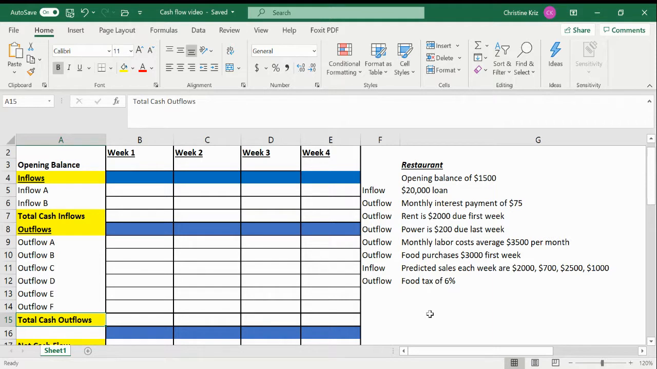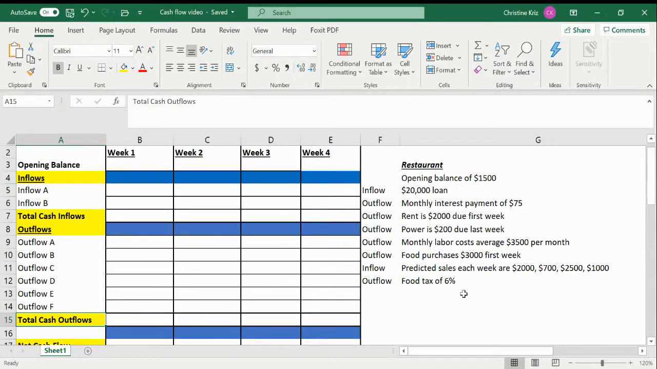In this basic worksheet, you will see across the top, I have labeled weeks 1 through 4. You could label this month 1 through 12, whatever time period you would like it to be. We're going to start with an opening balance. We're going to look at our cash inflows and our outflows, and then our cash balance at the end of each month.